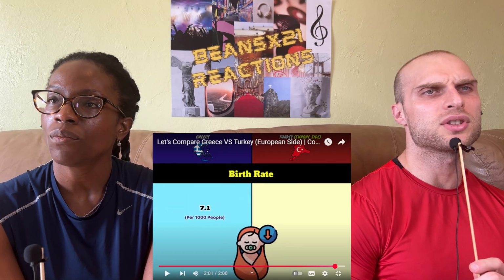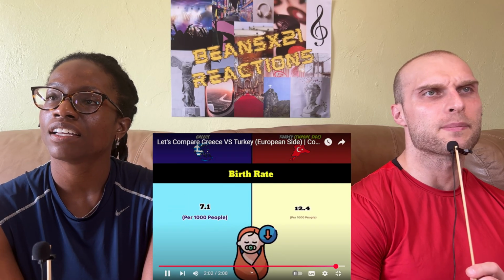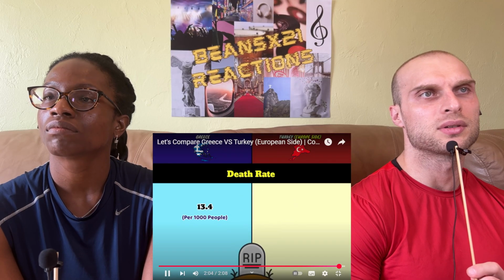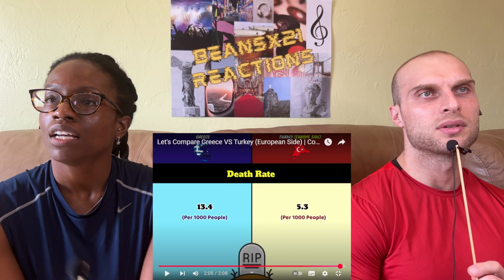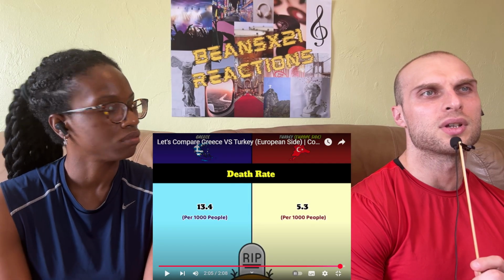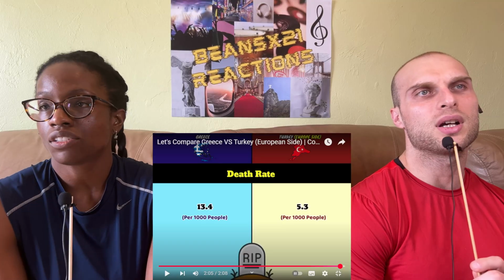Hold up. Wait, why is he going so fast? Hold up. 7.1, 12.4, okay. Death rate 13.4, 5. Wow. I thought they said Greece is a blue zone. How come? Or at least these are still good numbers?